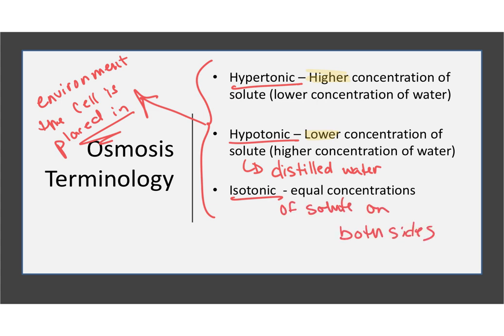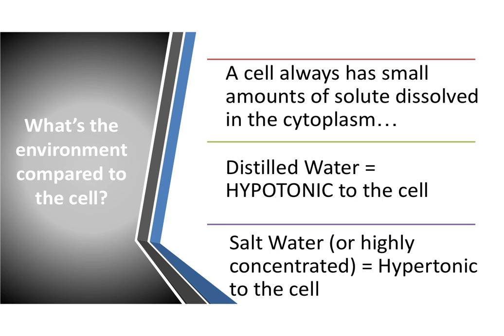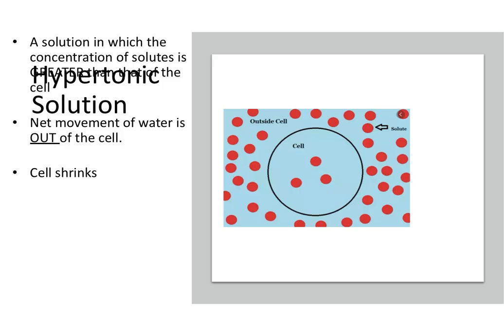These are definitely highlight-worthy terms. Be able to distinguish the terms based on the concentration of solute in the environment compared to the cell. Again, what's the environment like compared to the cell? The cell always has smaller amounts of solute dissolved in the cytoplasm. Distilled water equals hypotonic, okay? So anytime we talk about distilled water, we're talking about a hypotonic situation. Salt water is going to be a hypertonic situation. All right, so let's go through each of these together.